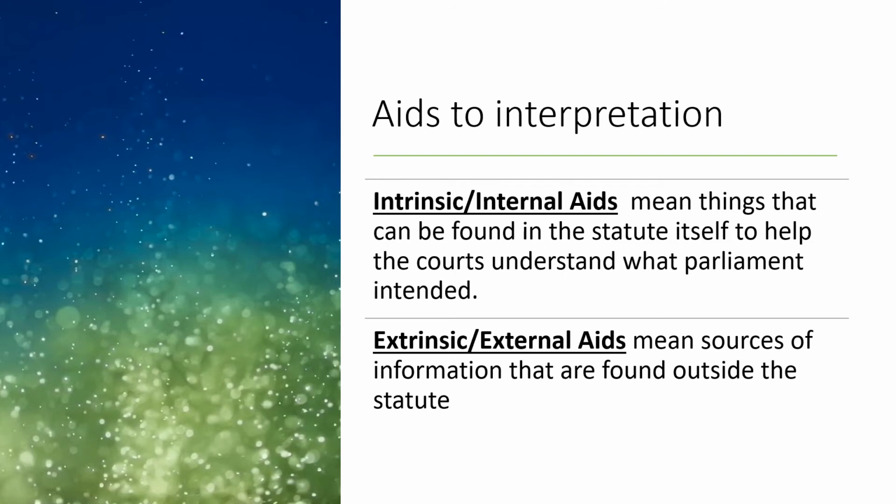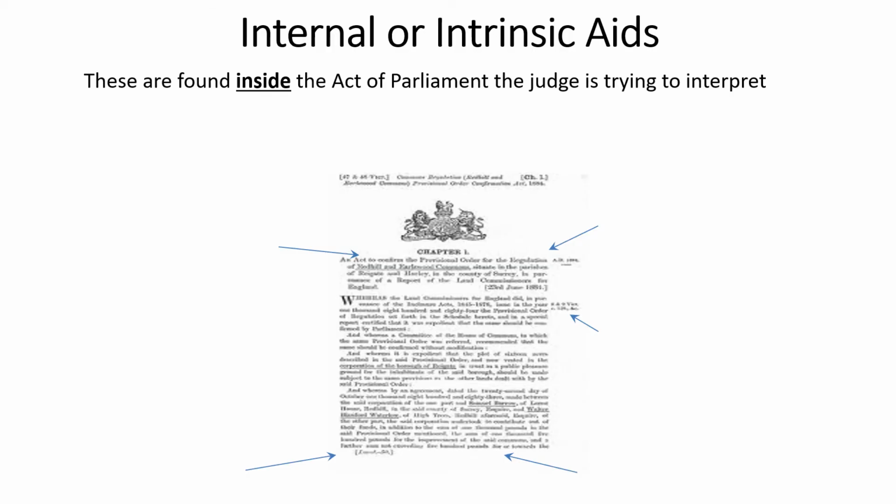Now, we have two types. We have intrinsic or internal aids, which means things that can be found in the statute itself to help the court understand what Parliament intended, or extrinsic or external aids, which are sources of information outside of the statute which can help. So in terms of internal aids, there are things found inside the Act of Parliament.